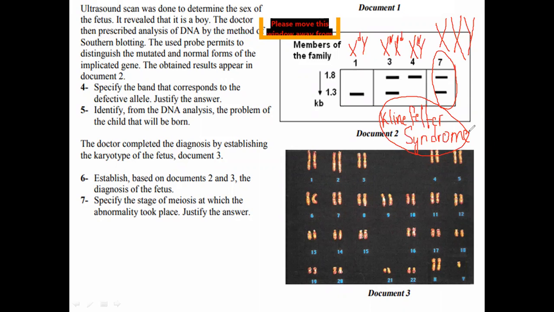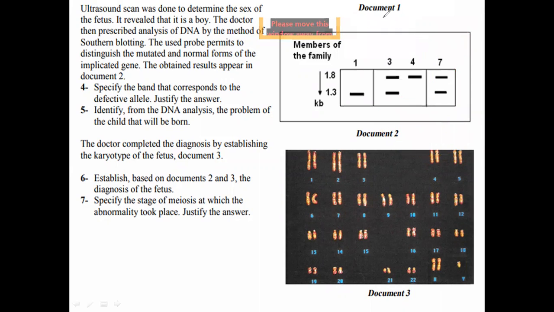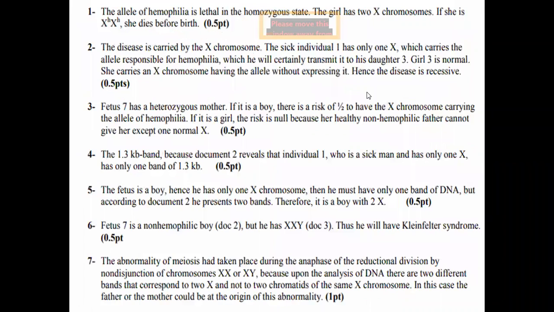Specify the stage of meiosis at which the abnormality will take place: during the anaphase, during the segregation or the separation of the gametes. Here, the allele of the hemophilia is lethal in the homozygous state. This explains the absence of this disease in the case of females. So the girl has two X chromosomes. For example, if they gave her XHXH, she dies before birth.